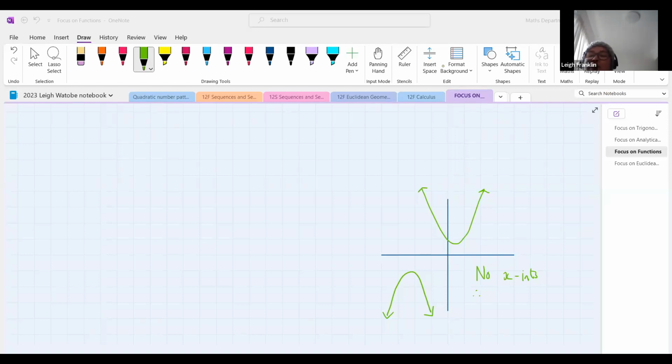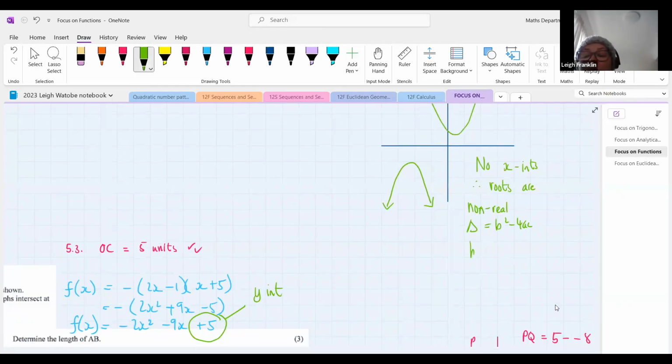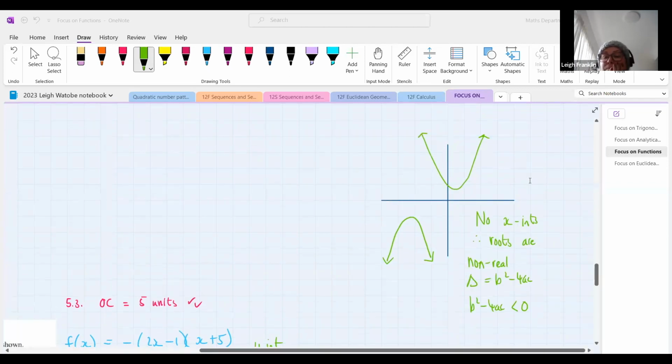Yeah, lovely. Well done. Exactly. So therefore, their roots are non-real. Okay, so in other words, delta, which is b squared minus 4ac, is going to be negative. So b squared minus 4ac is smaller than 0. Do you remember this? Is it sort of coming back to you? Okay, so when there are no x-intercepts, roots are non-real.